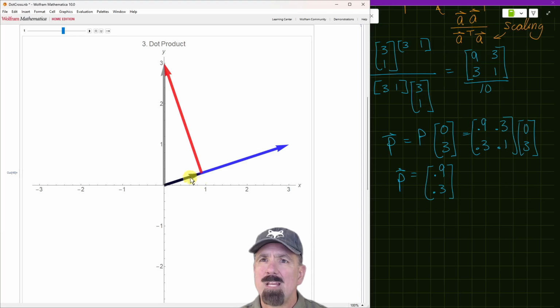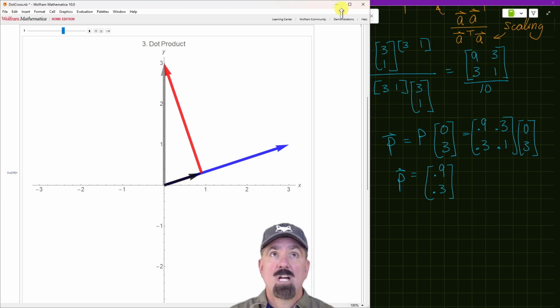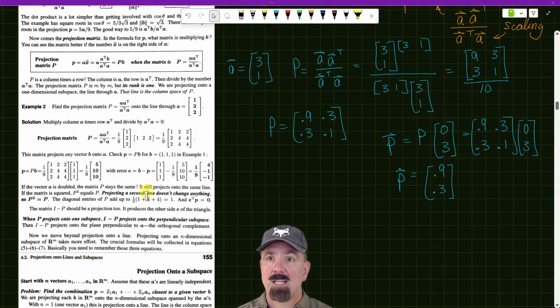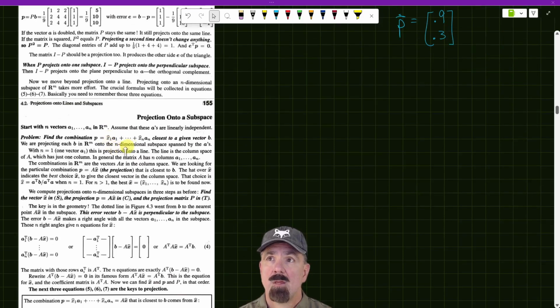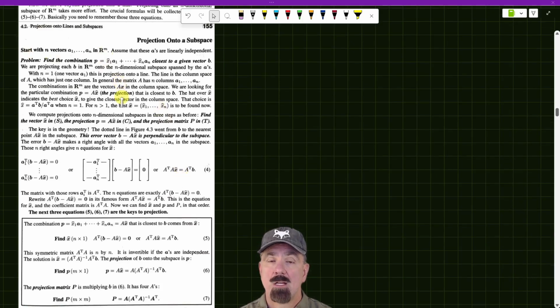So let's pull this up, and here it is right here. So this is 0.9 right out to here, and then it's up 0.3. And that's how we calculate that projection. For a projection matrix, we end up doing exactly the same thing. Notice and make sure that you read through this projection onto perpendicular subspaces. That's this I minus P here. Okay.